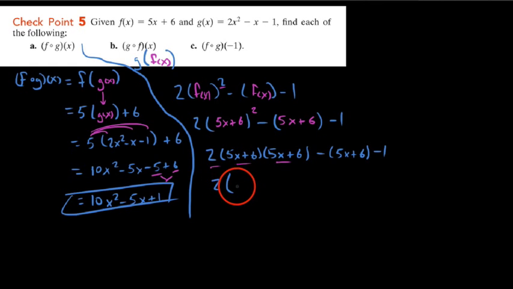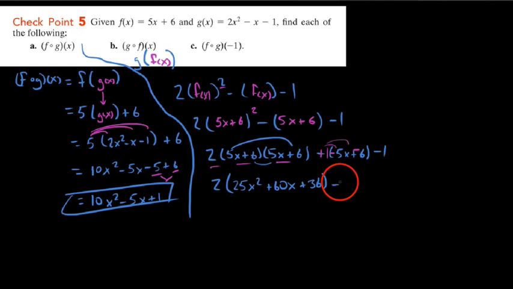We get 5x times 5x is 25x squared. We're going to get 5x times 6 twice, so 30x twice. We end up with 60x in the middle, and we'd say plus 36. Now, I noticed that I had a negative in front of my parentheses here, so we're going to distribute the negative throughout, and we'll just call this a positive, and this a negative, and this a negative. So we would get minus 5x. Minus 6 minus 1 gives us negative 7 there.